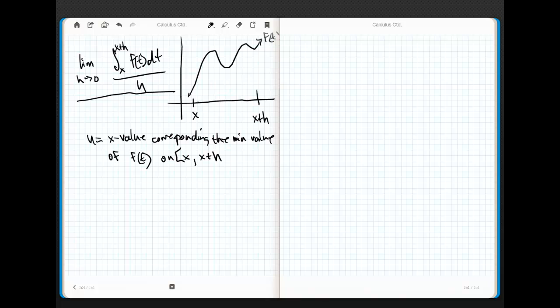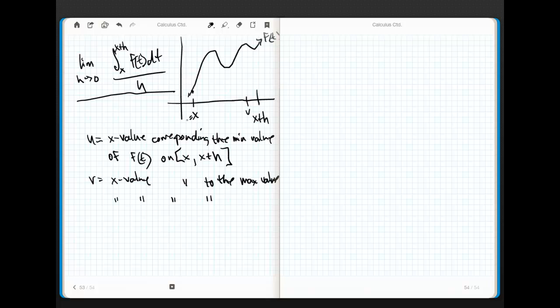So it appears in this case that that's going to happen way over here. Maybe I should have had this dip down a little bit lower, but it doesn't really matter. And I'm going to let v equal the x value corresponding to the max value of f of t on the closed interval from x to x plus h. So v would be over here. All right, so u is going to be at this point.